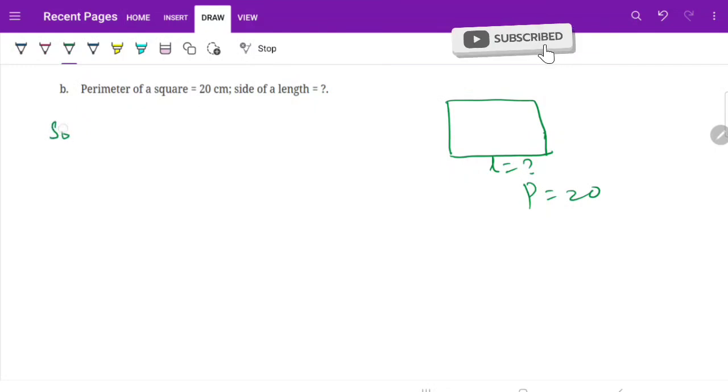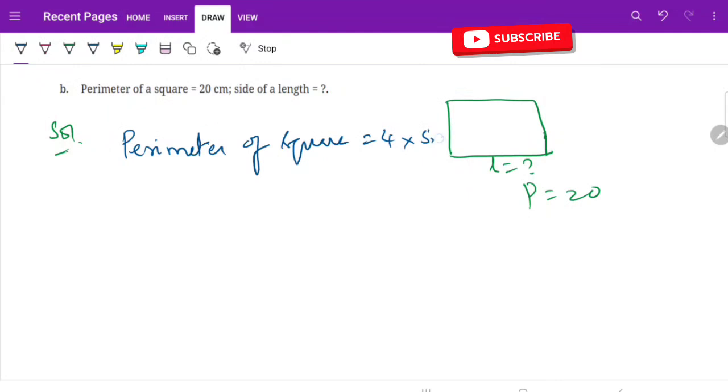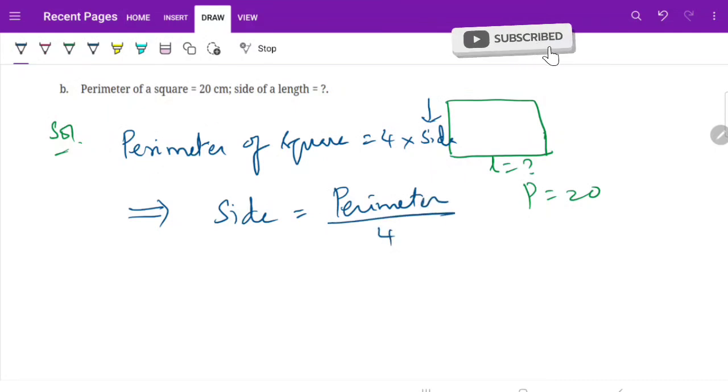So what is the formula here? Formula is perimeter of square is equal to 4 into side. Perimeter of square is 4 into side. Now we need to find this side. So we keep the side on the right side. When we send 4 to the other side, it is divided by 4. So side of a square is equal to perimeter divided by 4. Because we have 4 sides in the square, if we know the perimeter, how do we get the side? By dividing by 4, because we have 4 equal sides.